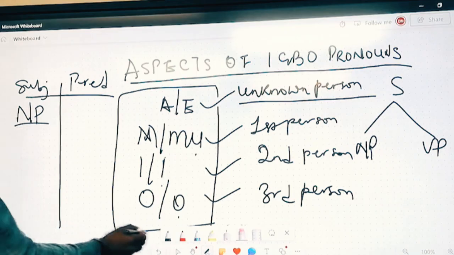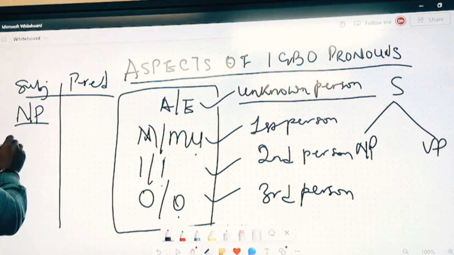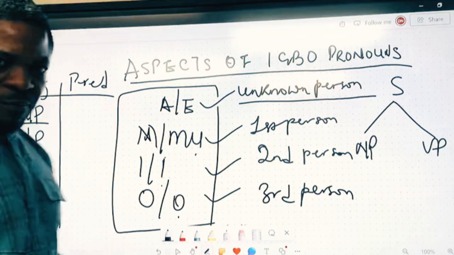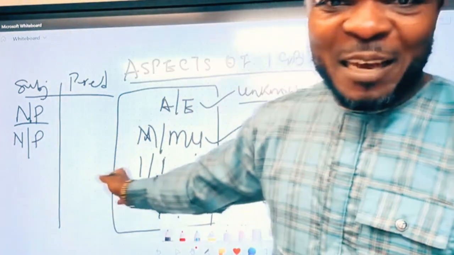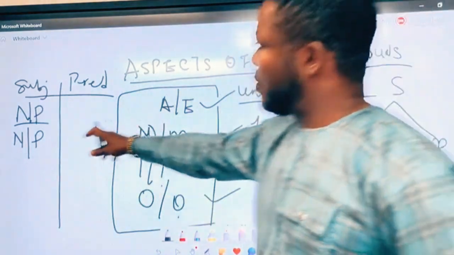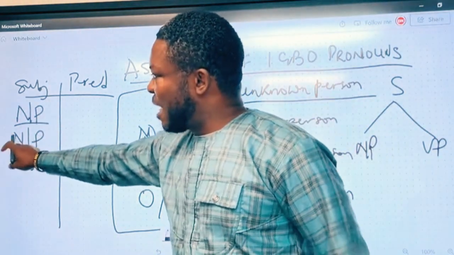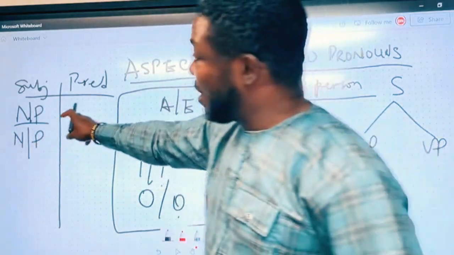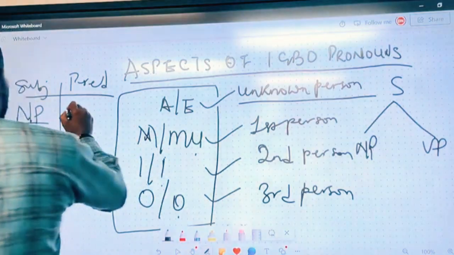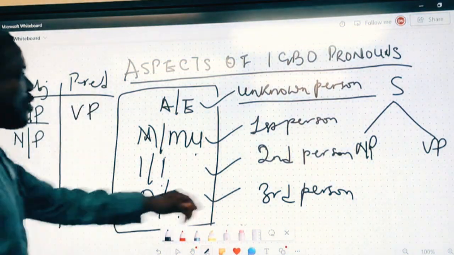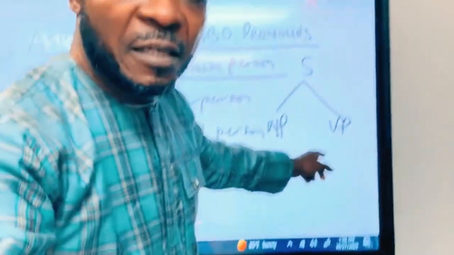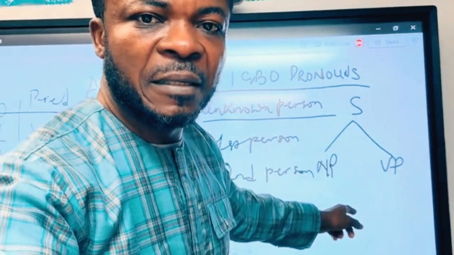So it's either the noun or the pronoun. It also looks like the NP now. So it's either the noun or the pronoun, right? NP is either noun or pronoun. Remember, this is noun phrase. Now, the predicate contains the verb phrase, which is something we have seen here as well. The verb phrase. That's a predicate. Okay?